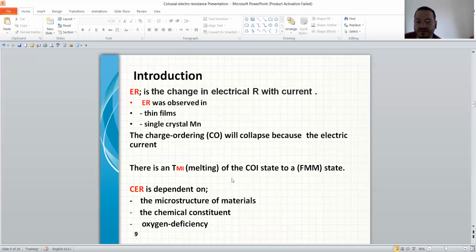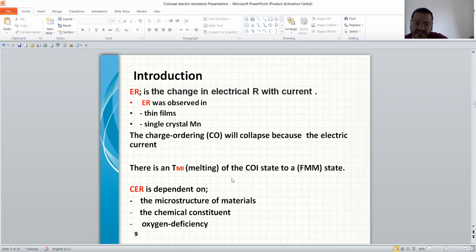The charge ordering will collapse, will be damaged, because of the electric current; the charge ordering will disappear. Why? Because of the electrical current. Like I said before, we change the current from 1 milliampere up to 15 milliampere. There is an insulating material transition, or melting temperature, of the colossal charge ordering, from the insulating state to the ferromagnetic metallic state.